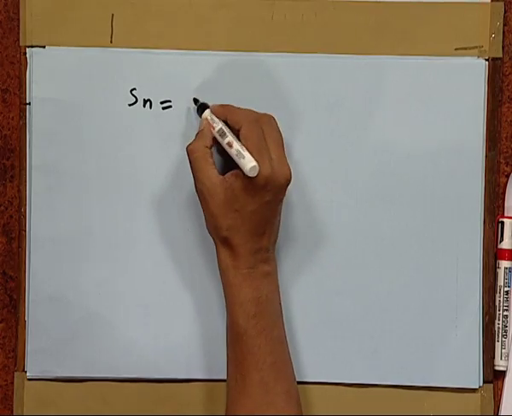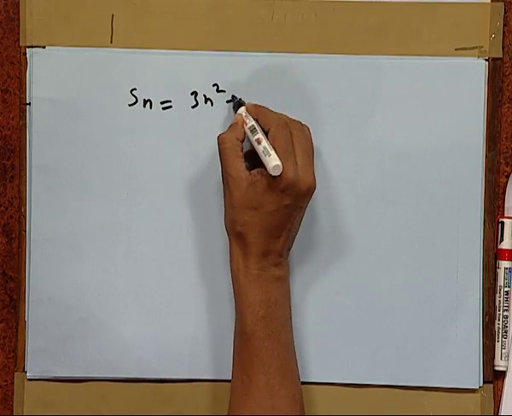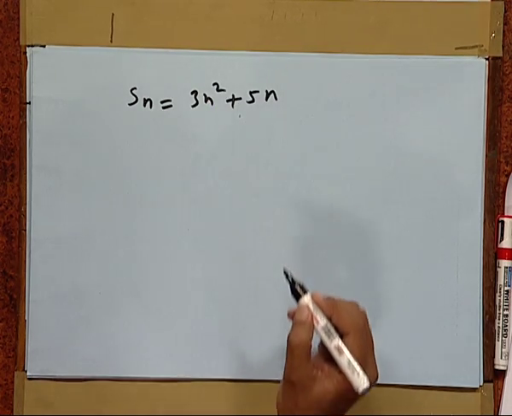Sometimes the series or sequence is not given directly, but the sum of n terms is given in terms of n. For instance, suppose you are given Sn equal to 3n square plus 5n. Now, at first sight, neither do we know a nor do we know d. So, usually we try to find first a and d and then proceed.